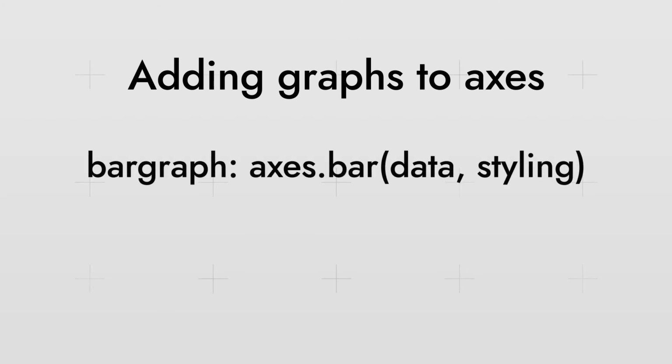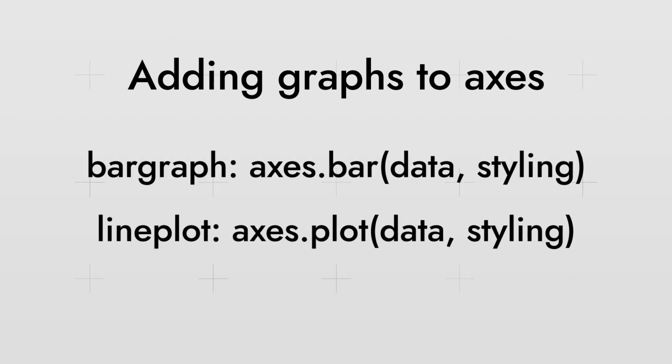These two are respectively added with .bar and .plot. Both of these methods have a fairly similar syntax. You first have to pass in the data as arguments, and then you can add optional style arguments. And that pattern basically applies to all graphs in Matplotlib.